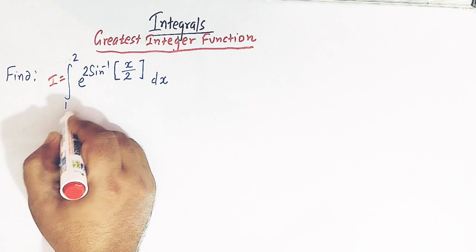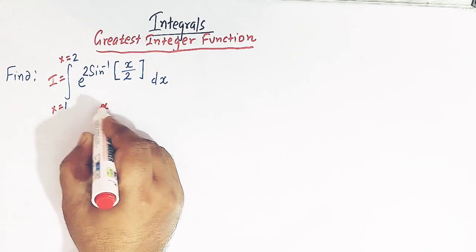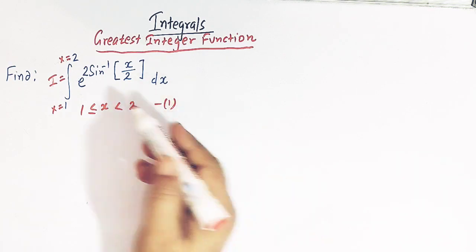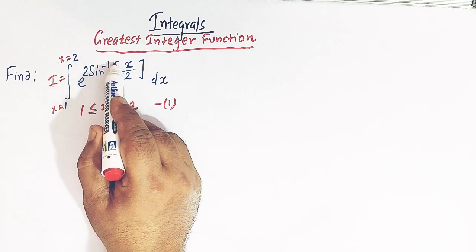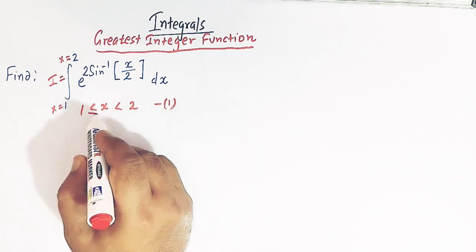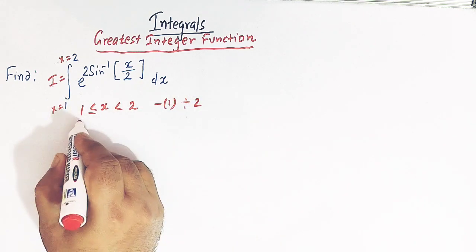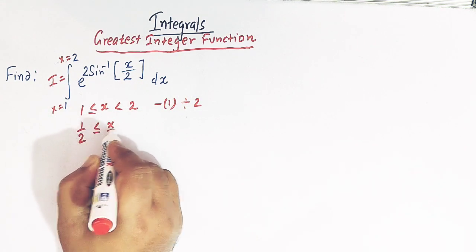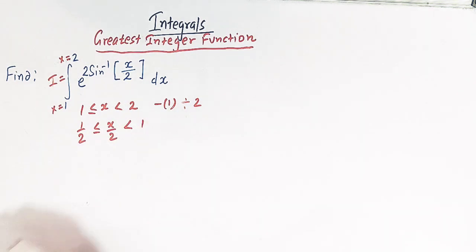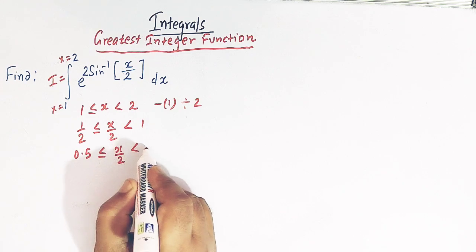Here we see that the lower limit is 1 and the upper limit is 2, so it implies that x lies between 1 and 2. Now, we have 2 sine inverse of the greatest integer of x over 2. So we'll divide this inequality throughout by 2. We get half here, x over 2 in the middle, and 2 divided by 2 is 1.